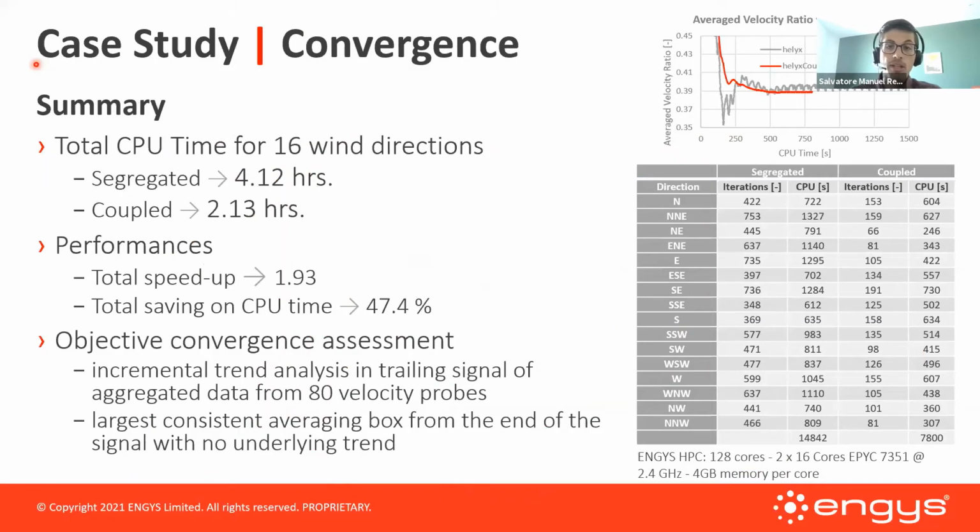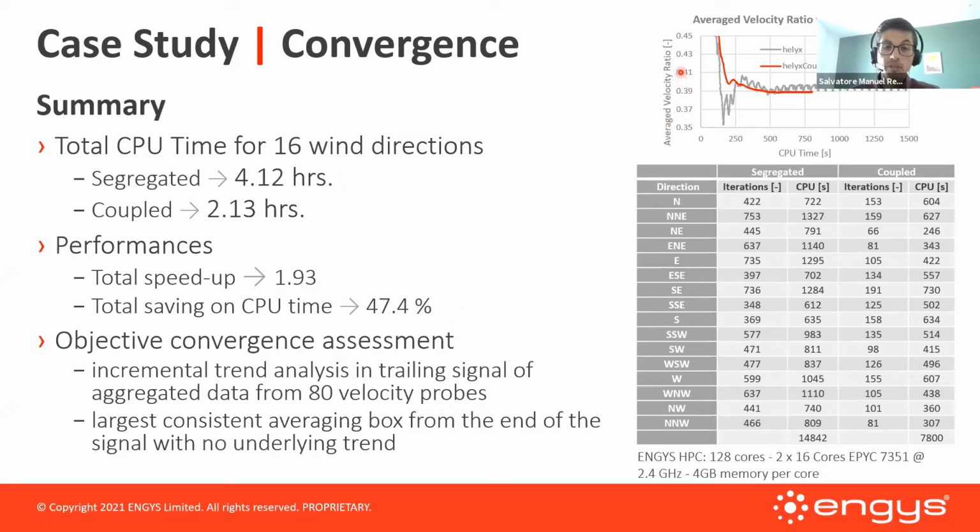Next slide, we look at the convergence and at the CPU time for 16 wind directions. To make a fair comparison of the convergence, we use an objective convergence assessment on aggregated data from the 80 probes in the model, so that we can judge the convergence in the same way for segregated and coupled solver. The total CPU time to reach the convergence for the segregated solver is 4.12 hours, and for the coupled one is 2.13. This results in a speed up of 1.93 and a CPU saving of 47.4%.